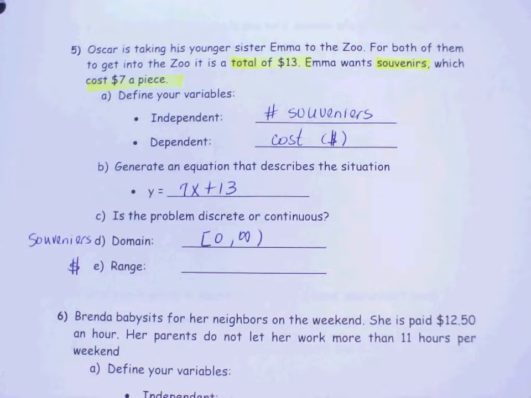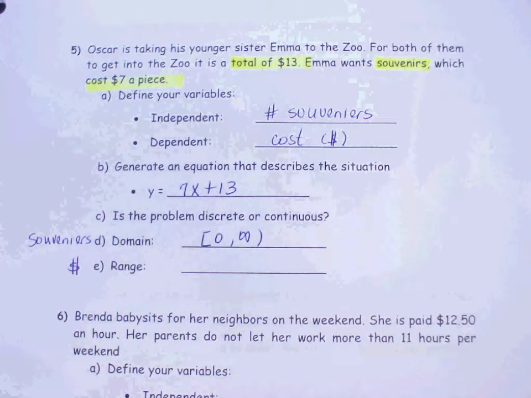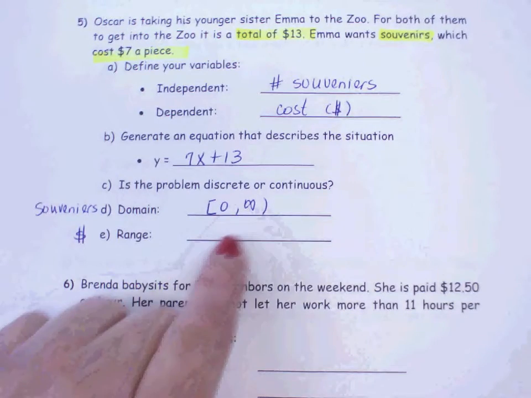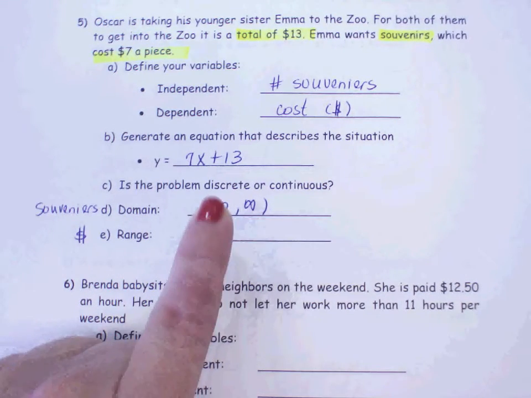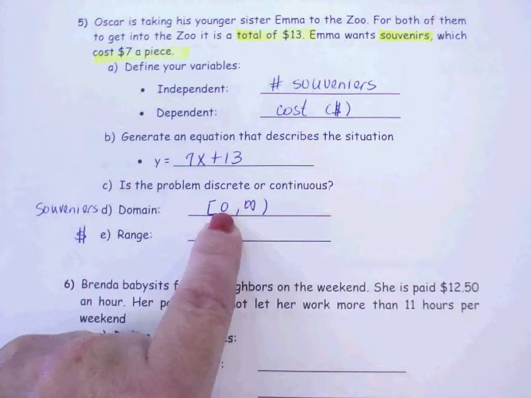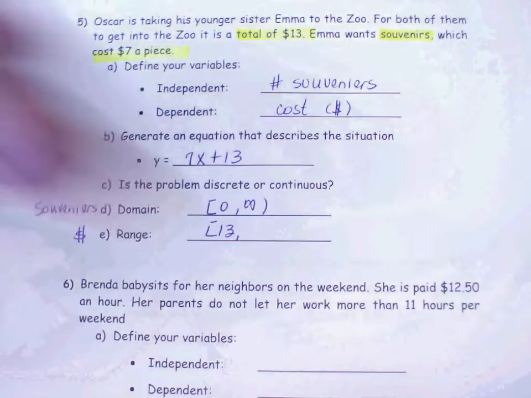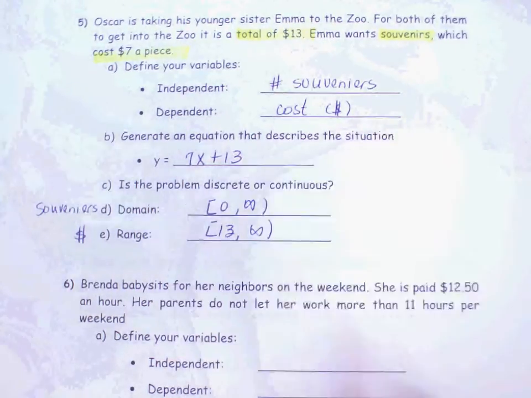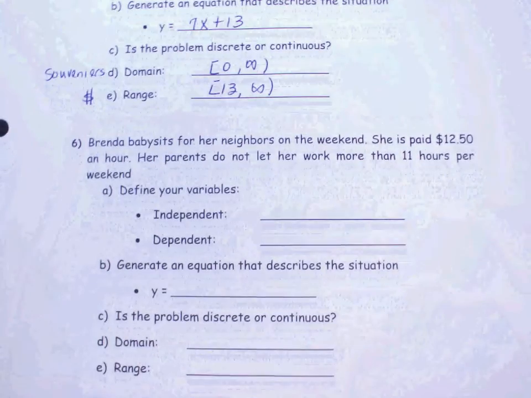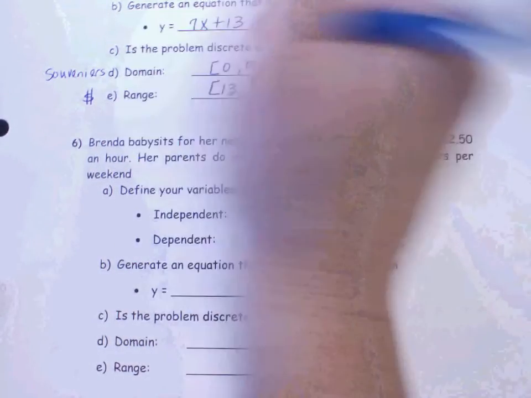Because if I only have $50 to spend, then it's not infinity. I only have how much? 50. But it's not telling you that. That's not the case here. So what would my range be if I don't buy any souvenirs? Thank you. 13. All the way to what? Infinity. There you go. Next one as a group. Go.